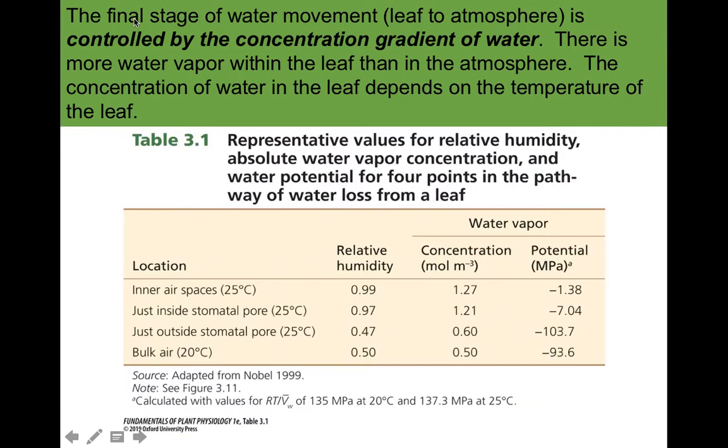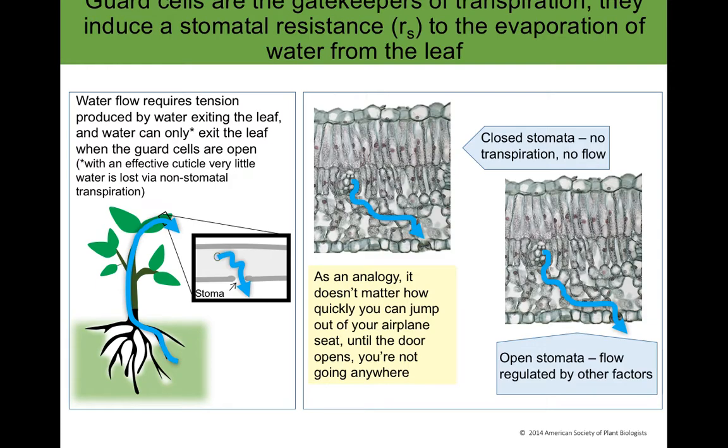And an important component in controlling the diffusion of water out from the air spaces of the leaves is going to be the guard cells. Guard cells are the gatekeepers of transpiration. They are going to induce a stomatal resistance to the evaporation and the diffusion of water out of the leaf.